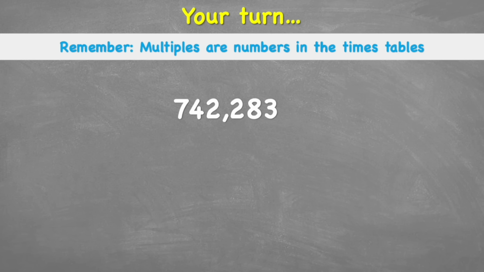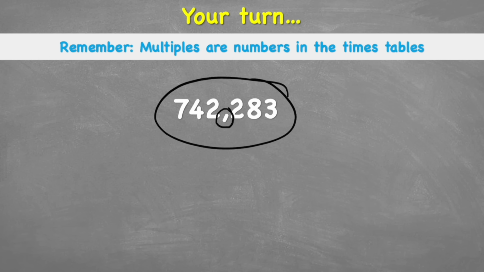Okay, so your turn. Have a go at writing this number here into words. First, think about where you're going to find your groups. There's a big clue here because we have the comma. And write your answer in the comment section. I'm going to try and mark every single one. Press pause on the video now.